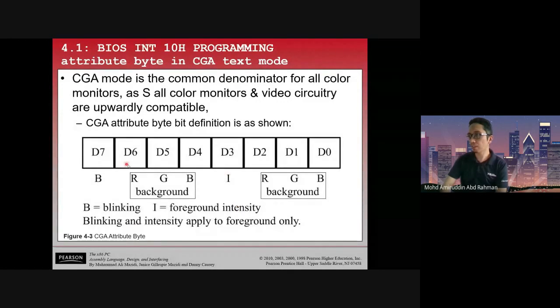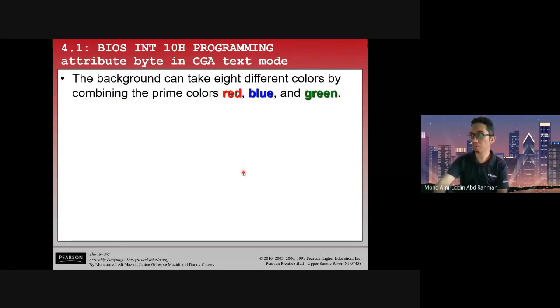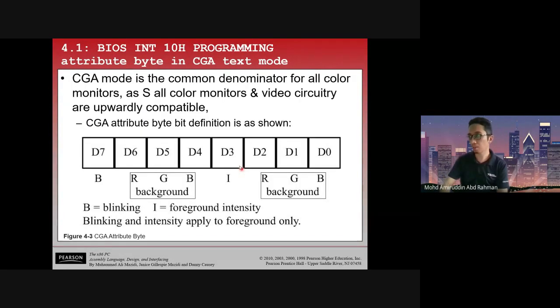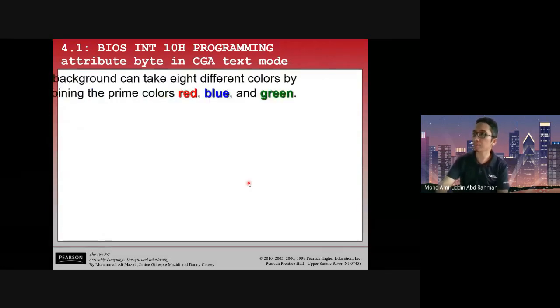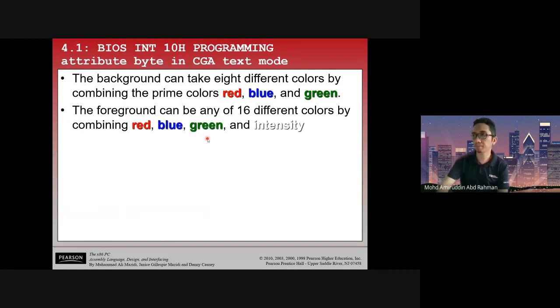This is for the RGB combination. We have D4 to D6, and D0 to D2. For the background, it can be up to 8 different colors, by combining the prime colors: red, blue, and green.